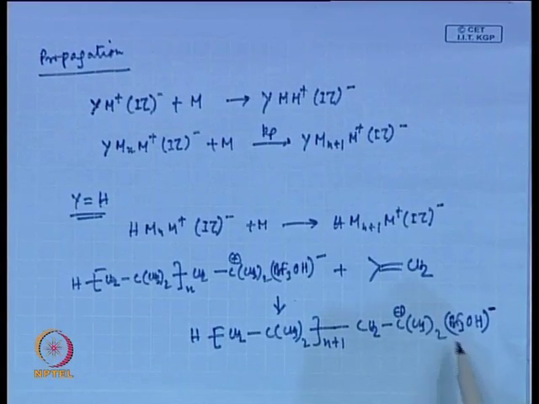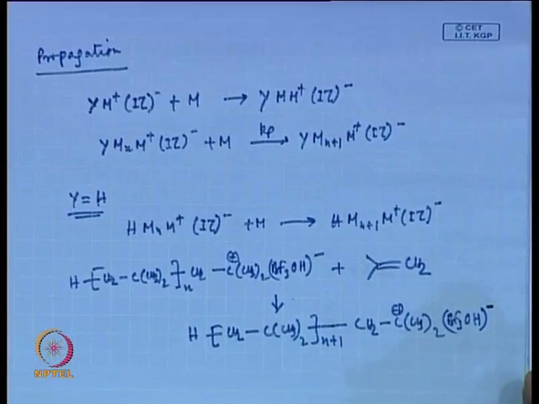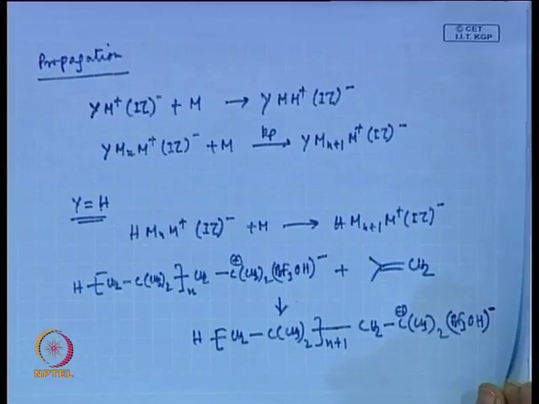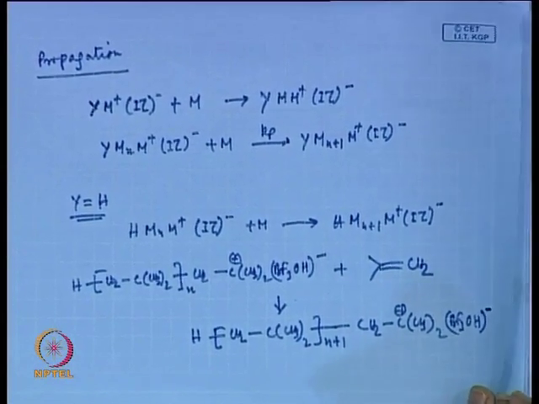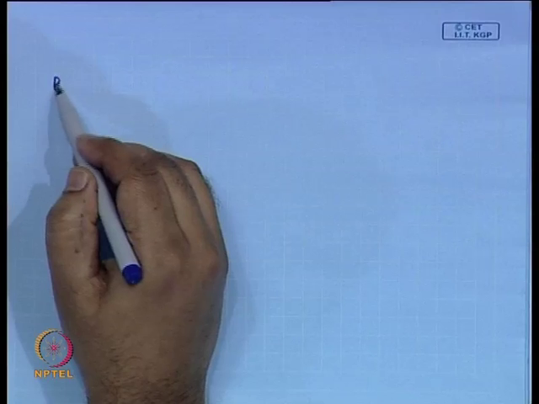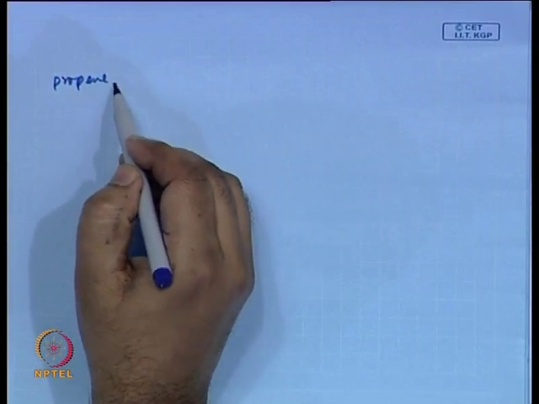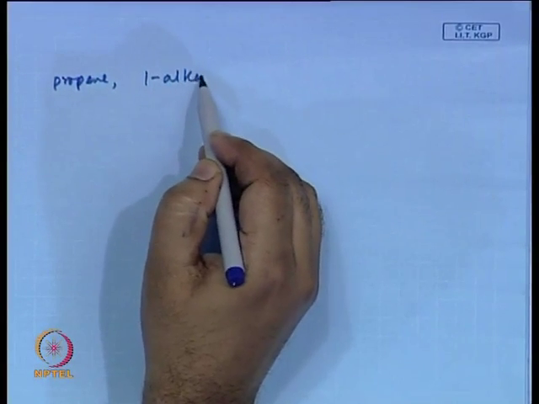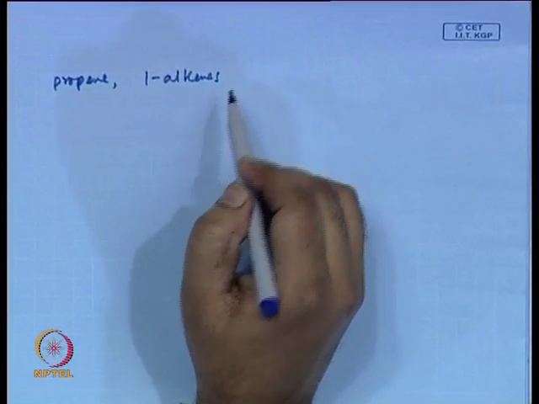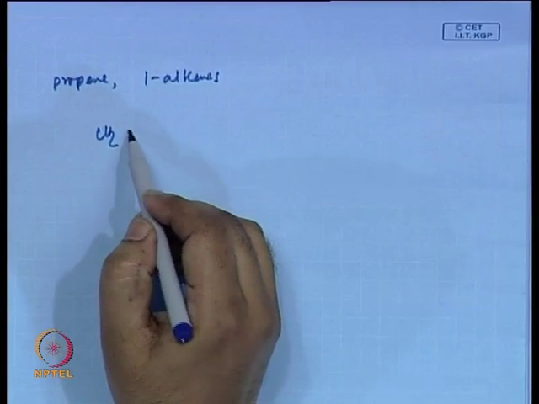Sometimes this propagation reaction could be complicated because of a 1,2 hydride shift, but that is not very common. I will just give you an example when these propagating steps could be a little complicated, by hydride shift or methide shift, and that is applicable for, say, propene or one alkenes. Take an example.